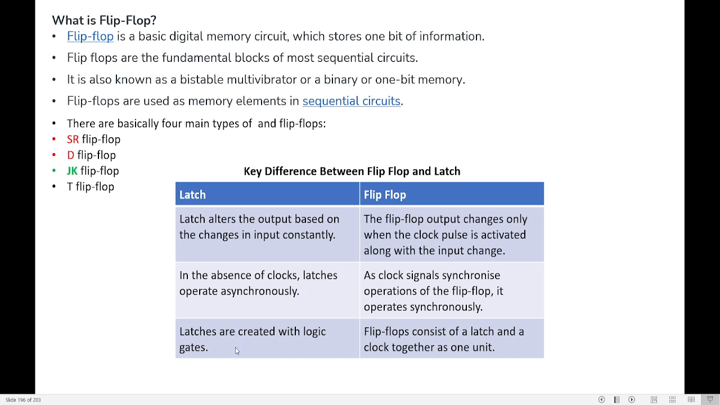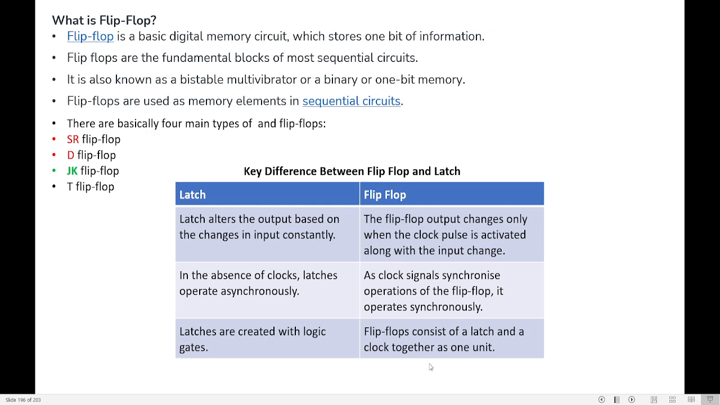Now what is the third important point? Latches are created using logic gates. Basic logic gates, either NAND gates or NOR gates, are used to create latches. Whereas flip-flop is an extension of latch. So flip-flop makes use of latches and clock to form a single unit.